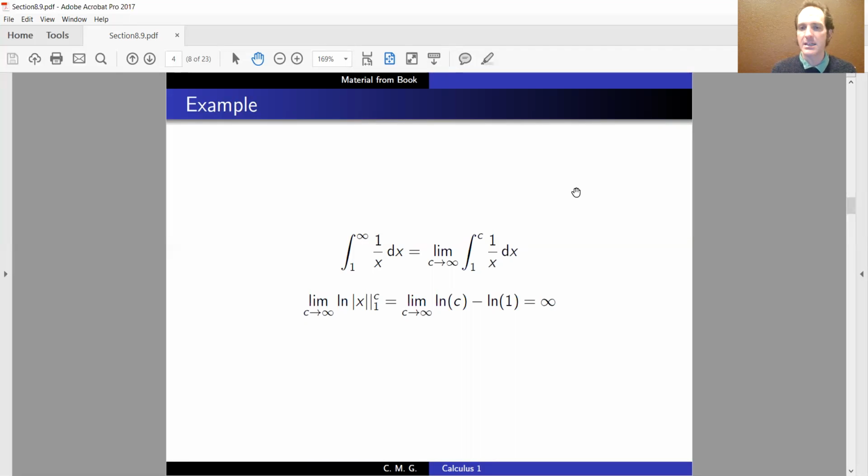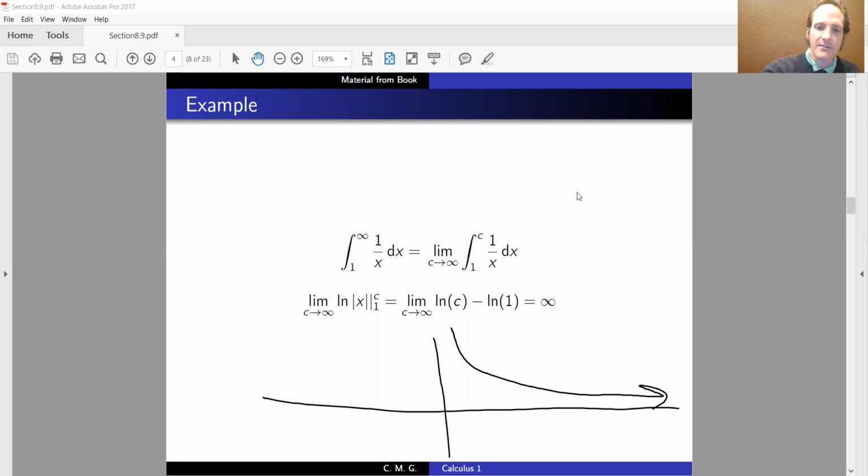So this says there's an infinite area underneath this curve from 1 to infinity. Okay, so the curve 1 over x squared was decaying fast enough.